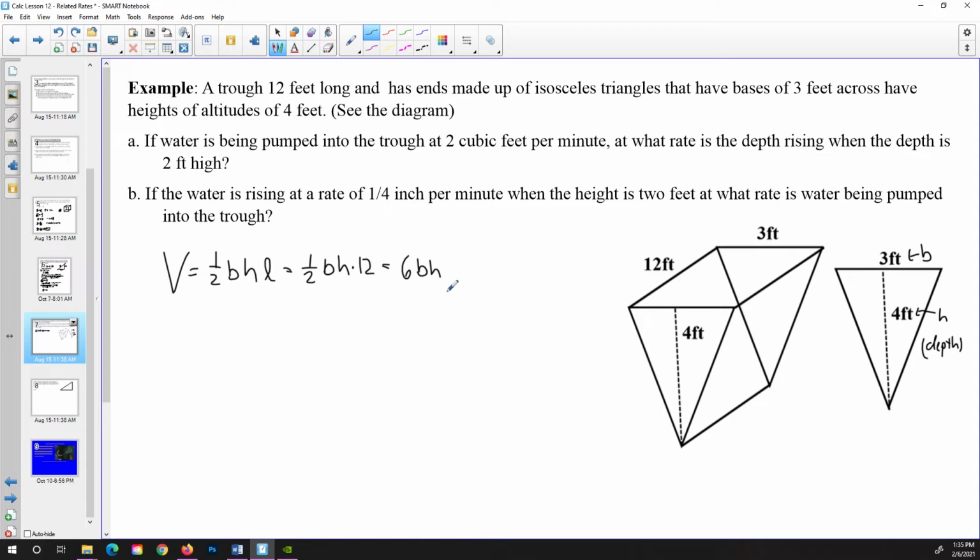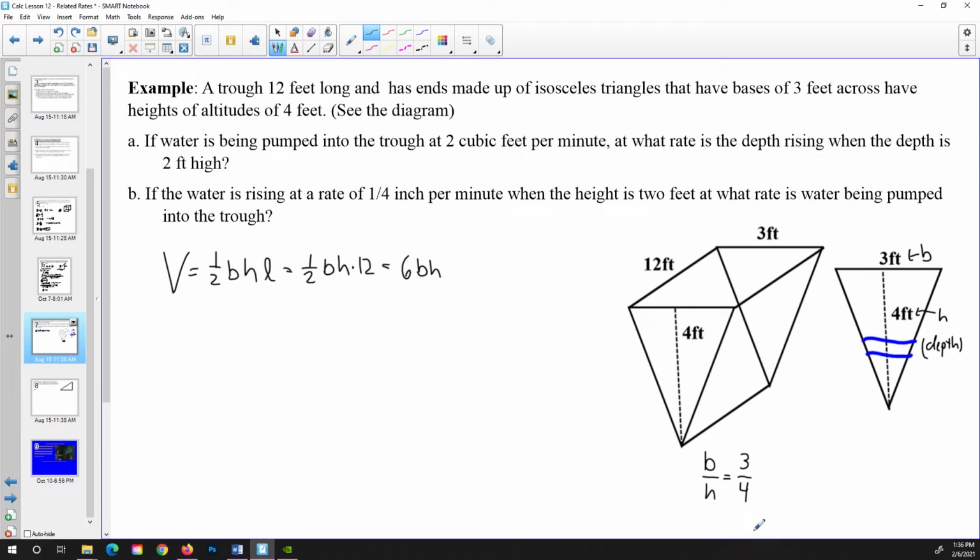We can do the derivative of that implicitly, but we would still have to do a product here. I think that we can simplify this even further into a single variable if we use similar triangles from geometry. As the water fills up this trough, it will always be a similar triangle to this trough triangle that has a base of 3 and a height of 4. So what we can do is say that the base of the triangle to the height of the triangle is going to be equal to 3/4 as a proportion.